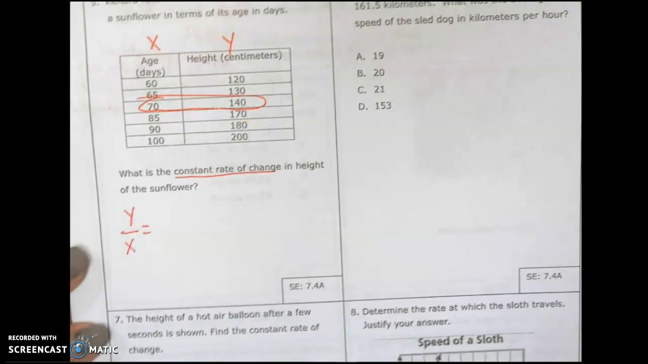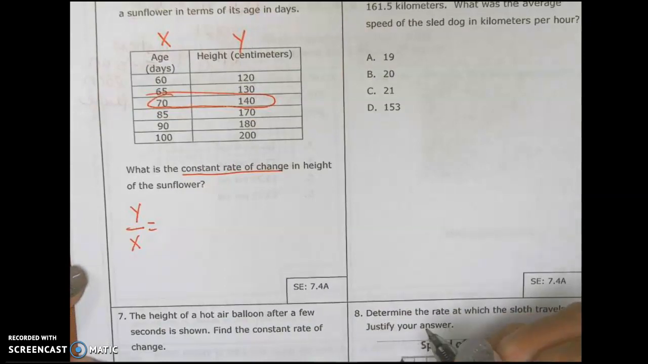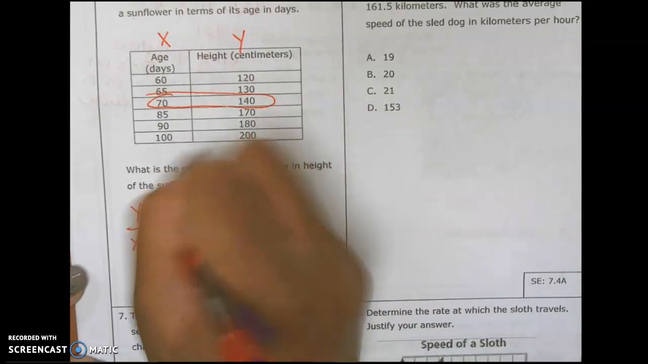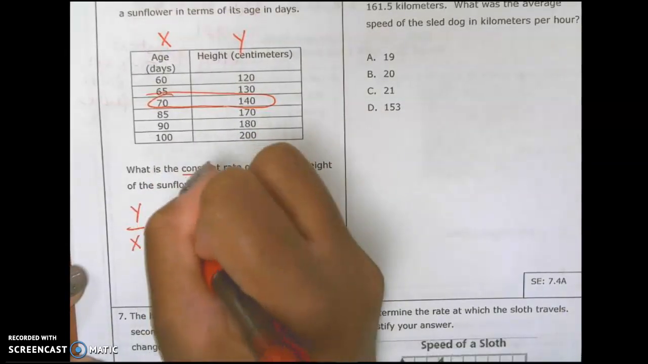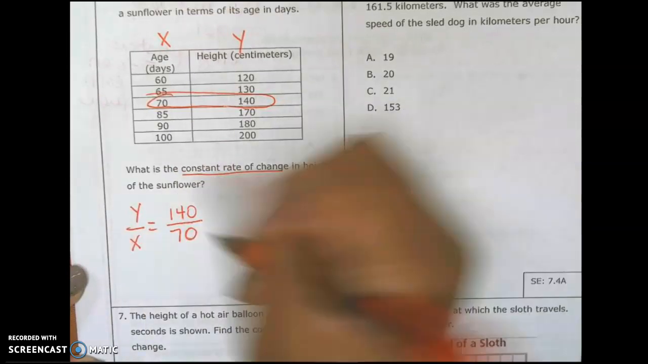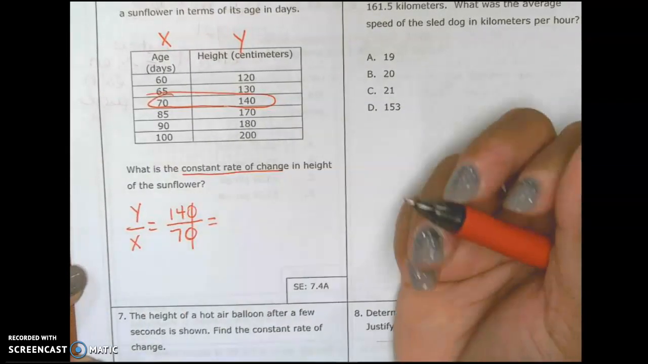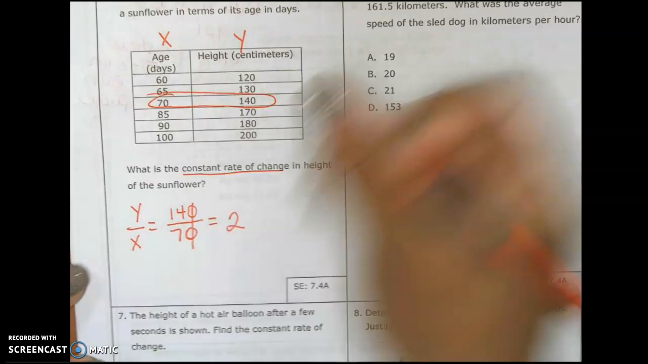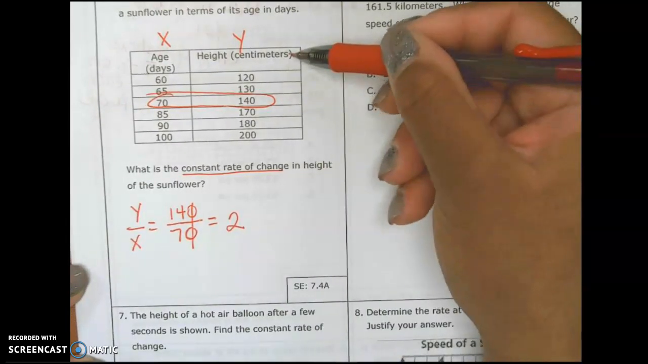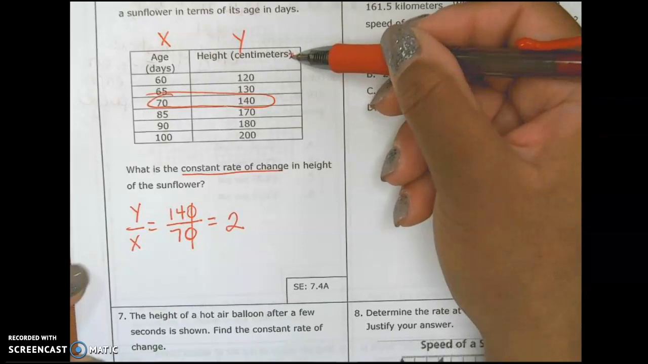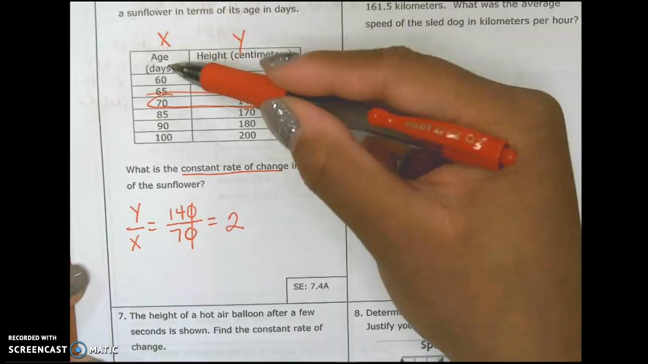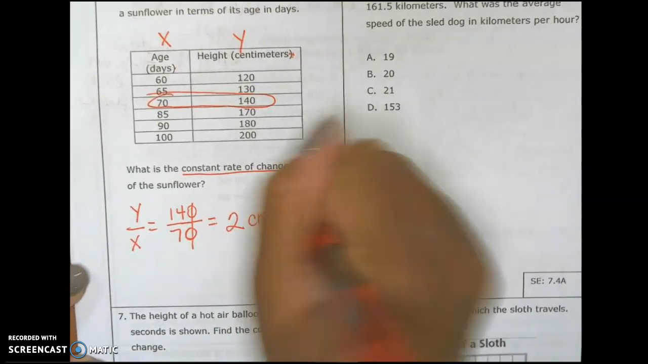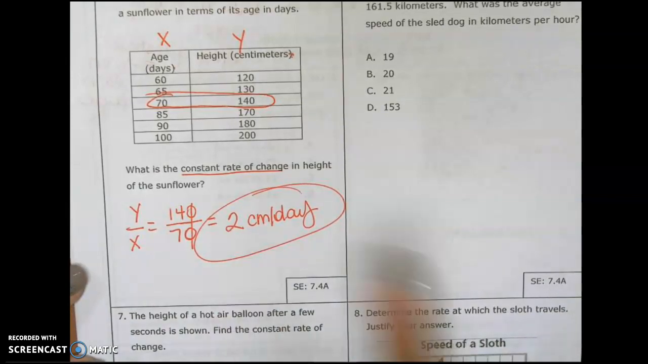Look at which one I chose: 140 over 70. What happens to the zeros? What will I get? 14 over 7. What is that when I simplify it? 2 what? I don't need to put the 1. 2 per day. So the sunflower is growing how quickly? 2 centimeters per day. Done.